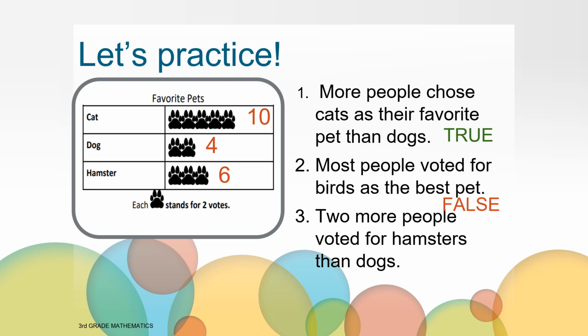Number 3, 2 more people voted for hamsters than dogs. True or false? That's right. This statement is true. If we compare the number of paw prints or votes for dogs and hamsters, we can see that the hamster has 1 more paw print, and that paw print stands for 2 more votes. Wow, you are really showing that you know about reading pictographs. Good job.